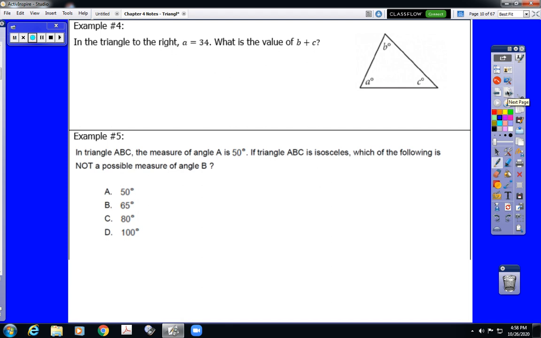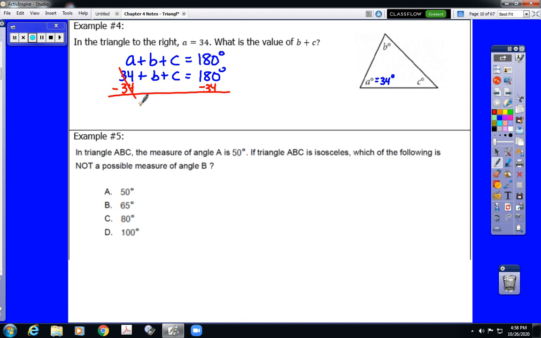The top question says, in the triangle to the right, A is 34. So A is a 34-degree angle. It says, what is the value of B plus C? This should be an extremely quick question because, again, the angle sum theorem tells us that A plus B plus C equals 180 degrees. If A is 34 and we're asked what is B plus C, that should be as simple as subtracting 34 from each side of the equation, which would give us B plus C is 146 degrees. And we would be done.